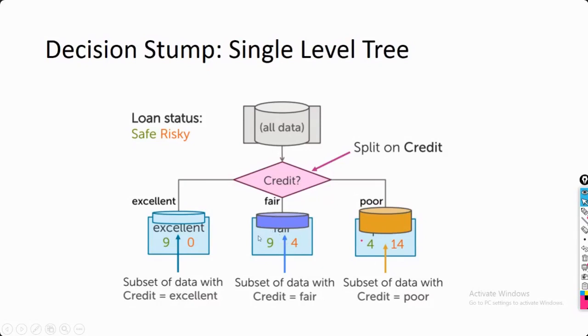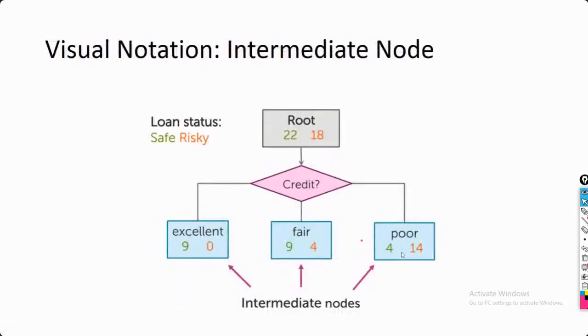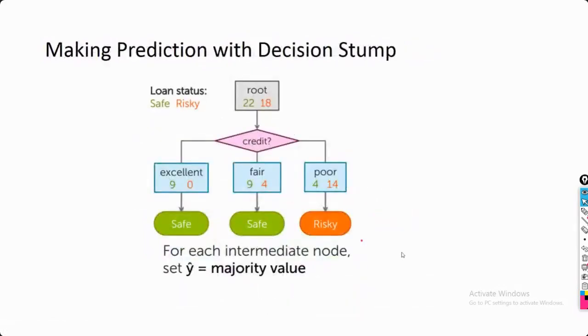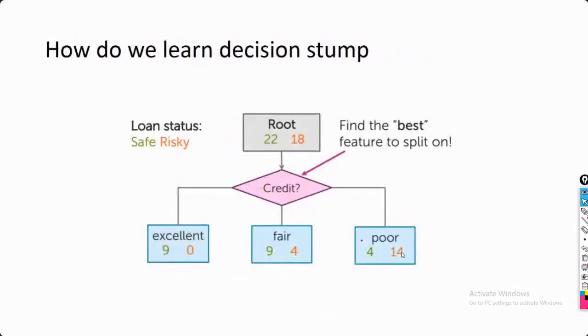In this case, 9 is greater than 4, and if I want to stop at this point, I'm going to say the class label is safe. In this other case, 14 is higher, so I'm going to say the class label is risky. Okay, so this is going to be your structure.